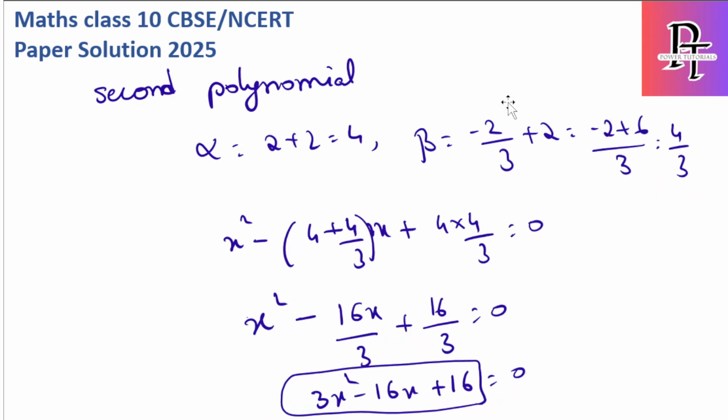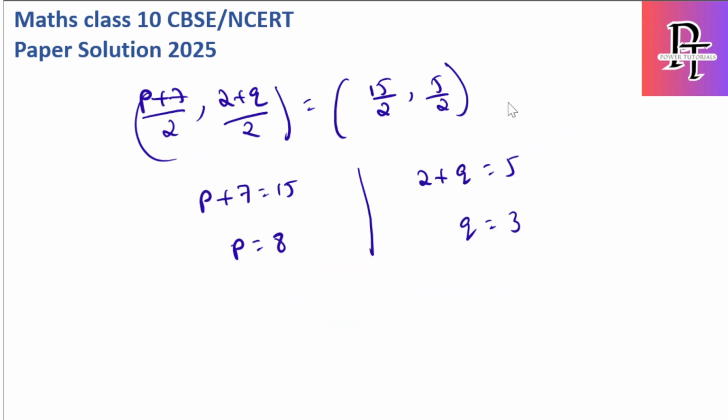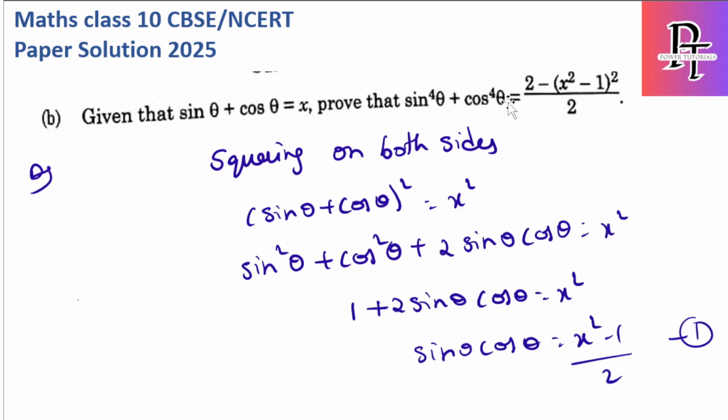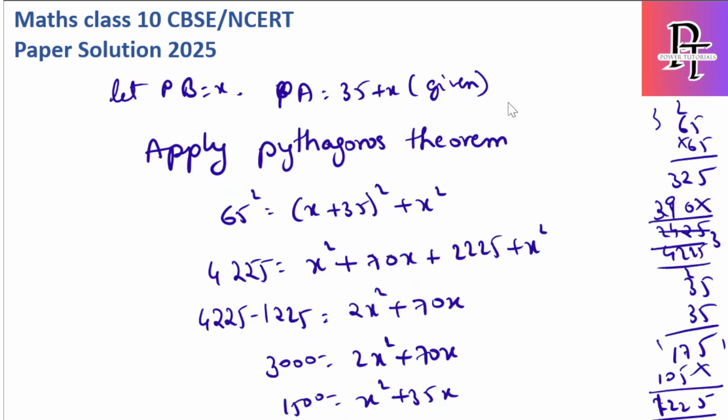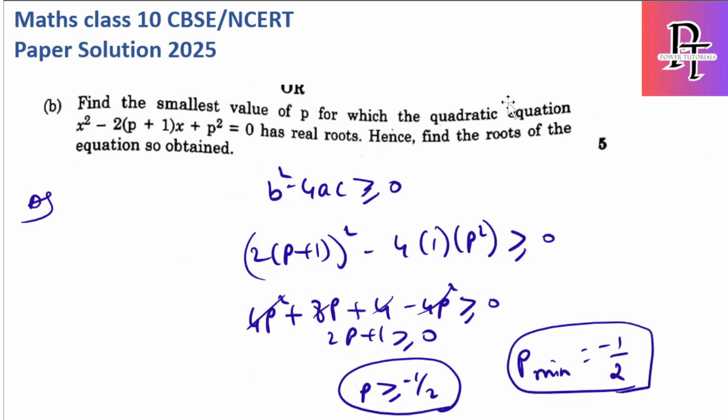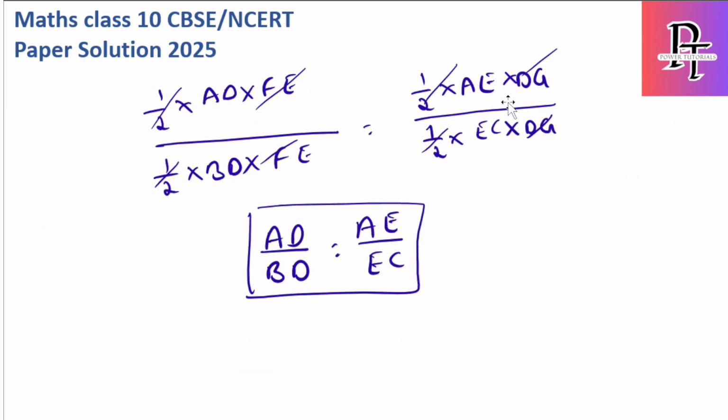And then section D is covered, which is the essay type of question, for 5 marks. Those were covered yesterday. And today we're going to cover the last section, which is section E, that is the case study questions.